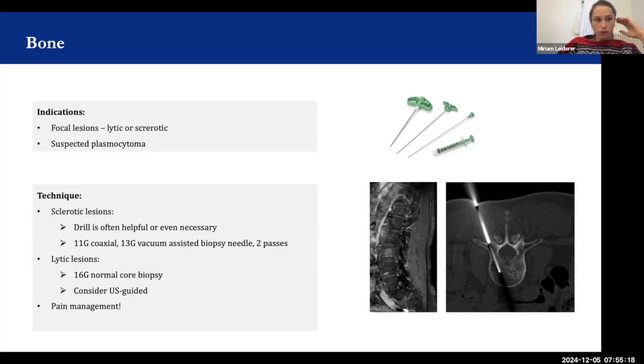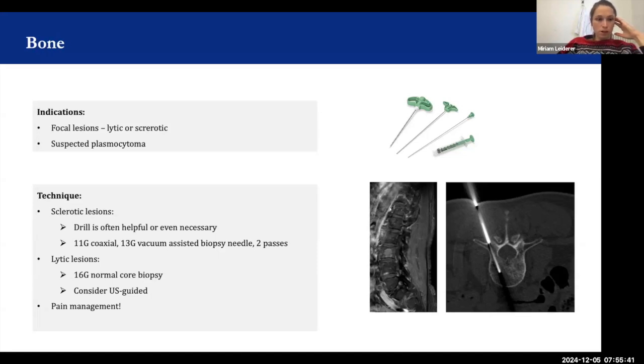Technique for sclerotic lesions, usually you use a drill. It's at least helpful and sometimes even necessary to get to the lesion. And then, for example, you can use a 10 gauge coaxial and a 13 gauge vacuum assisted biopsy needle. And you always try to do at least 2 passes, not just one, even if it's difficult.